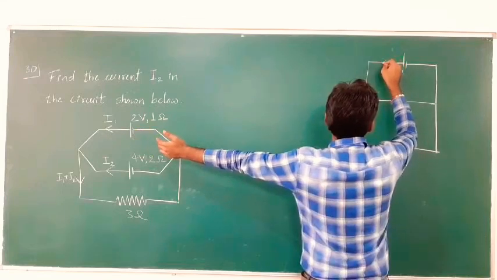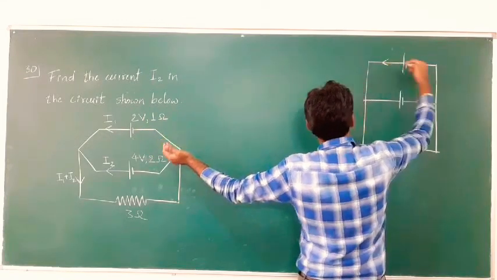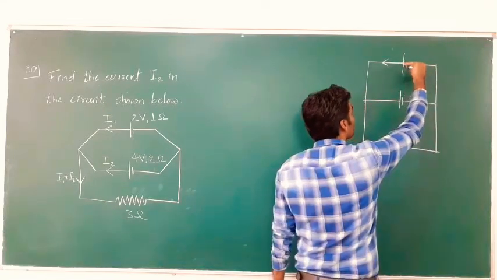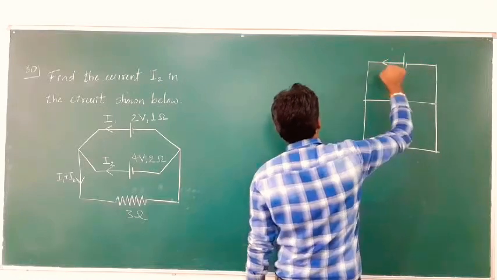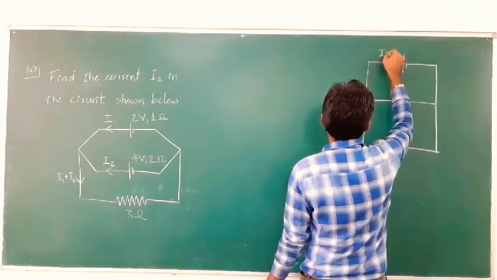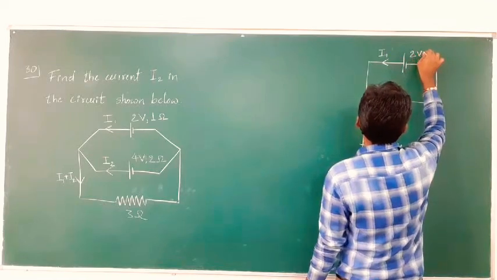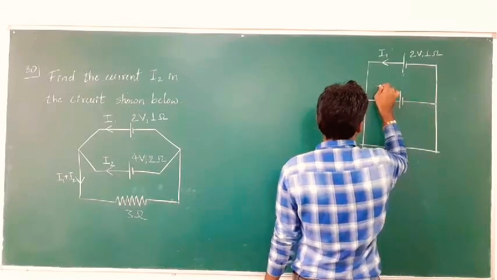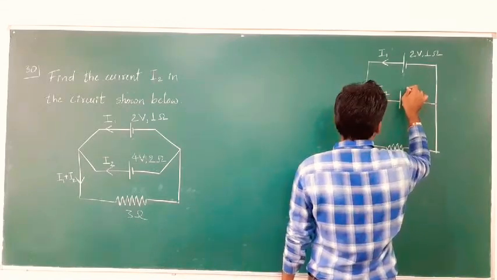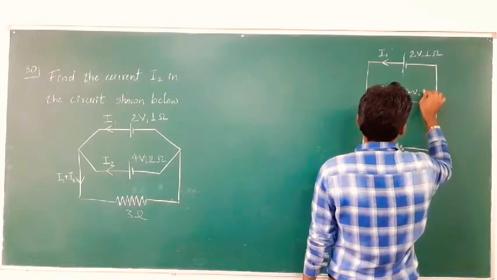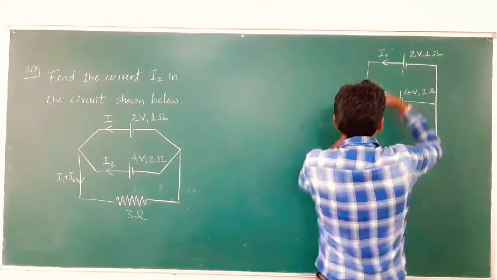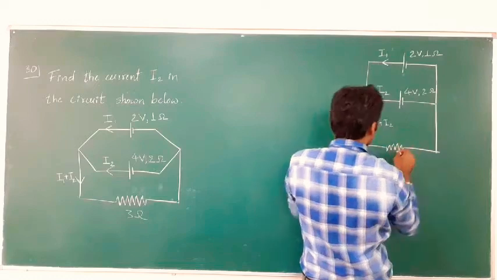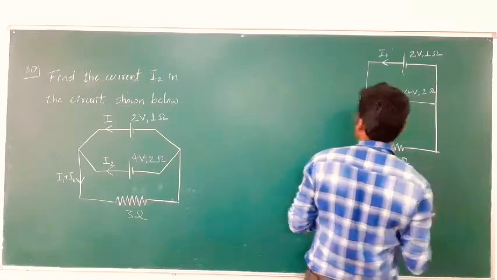Now this is the current I1, which is expected in this direction because here you have the positive terminal of the battery, and current always goes from the positive terminal. So this current is I1, and the EMF of this is 2 volt, internal resistance of this is 1 ohm. And here you have the current I2 with the EMF of the cell given by 4 volt and internal resistance of 2 ohm. Both the currents combine together to become I1 plus I2 and go through this external resistor 3 ohm. This is the complete picture.